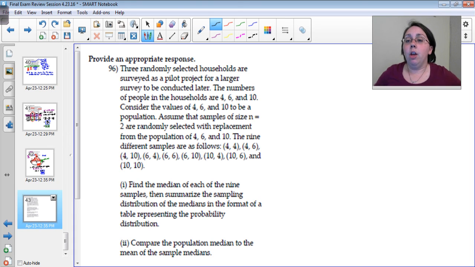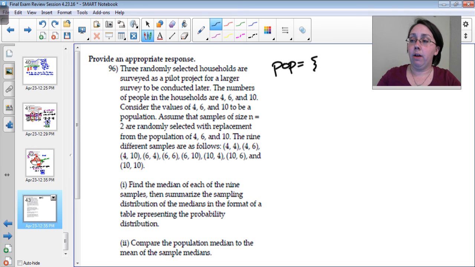So here we go. 3 randomly selected households are surveyed as a pilot project for a larger survey to be conducted later. The numbers of people in the households were 4, 6, and 10. That's it. There were 3 households. One had 4 people, one had 6, one had 10. That right there is your population. So if I write this down, my population consists of 4, 6, and 10. Okay?